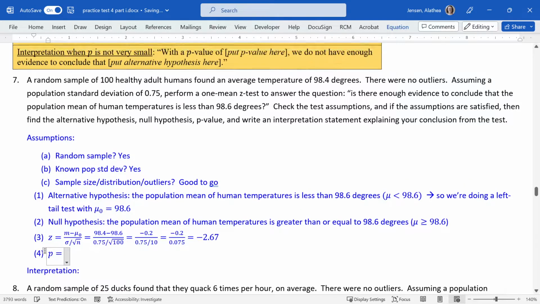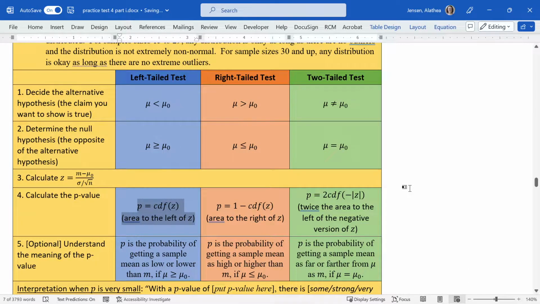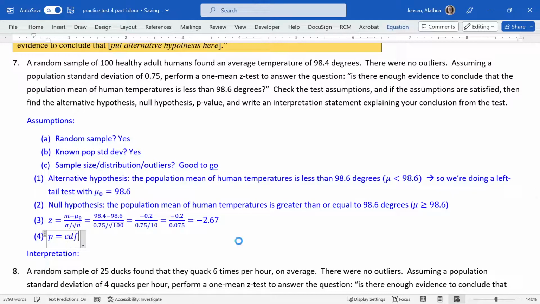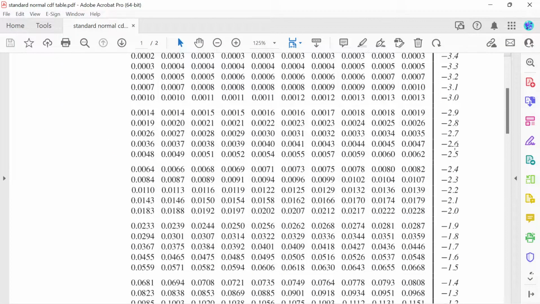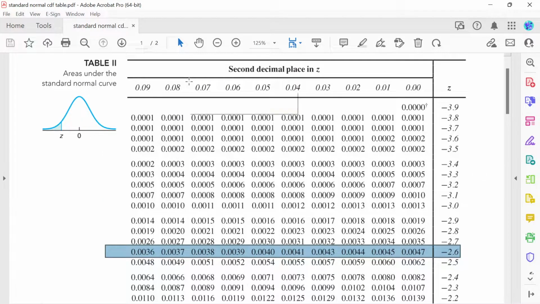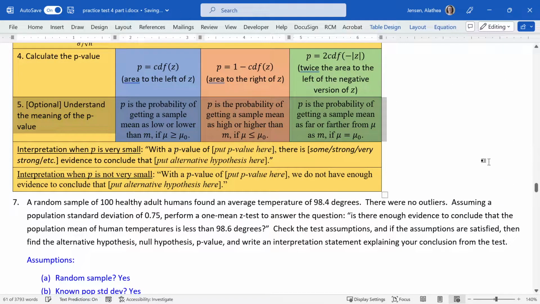All right, so our p-value then, going back to the table here, we are in the left tail test situation. So for the p-value, you just want the area to the left of that z-score. You're just looking up the CDF table value, just the regular table value, don't do anything else to it. So this is going to be CDF of negative 2.67, and I'm going to refer to my table. Negative 2.6 is this row, and then the 7 is going to be this column, so I'm looking at 0.0038 for my p-value.